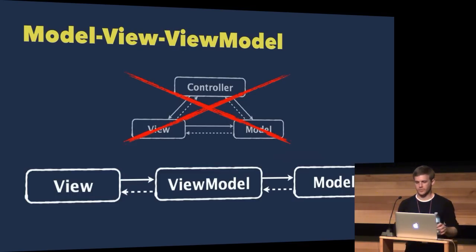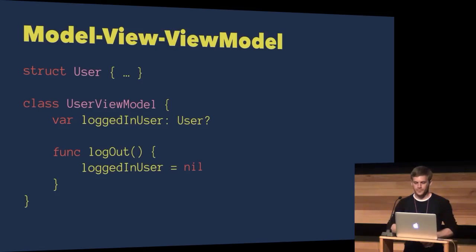So let's look at a real small example. We have the same user view model from before, and our user struct is the stateless core. It's the immutable bit. And although it is a struct, the view model can still update its user property by transforming the struct and then keeping the new version.